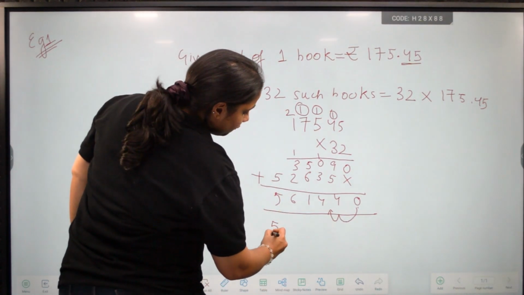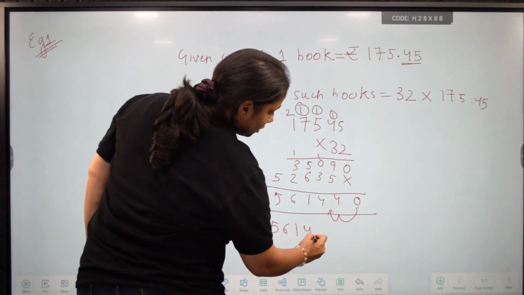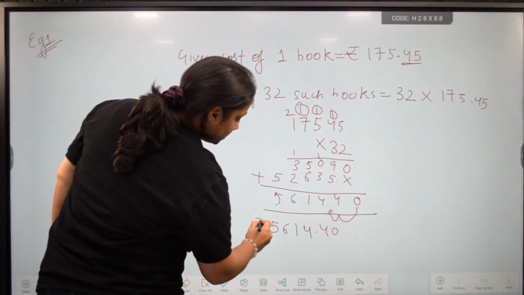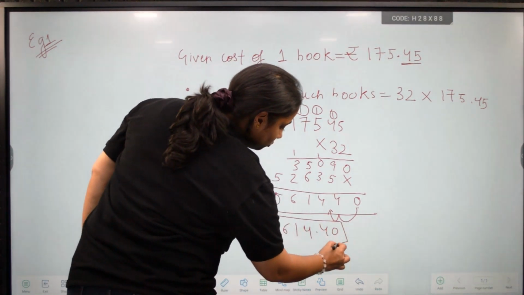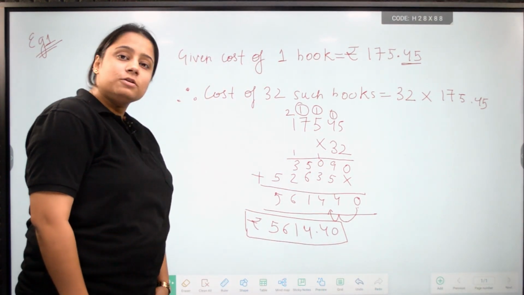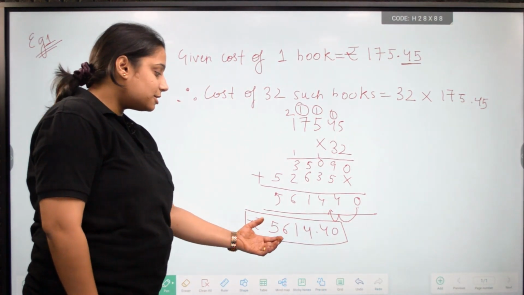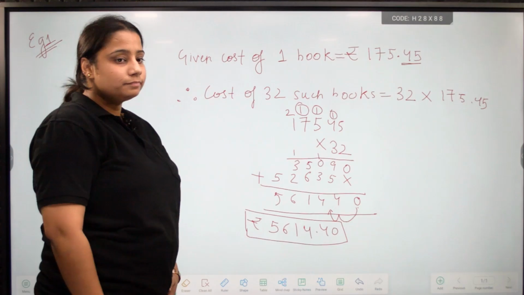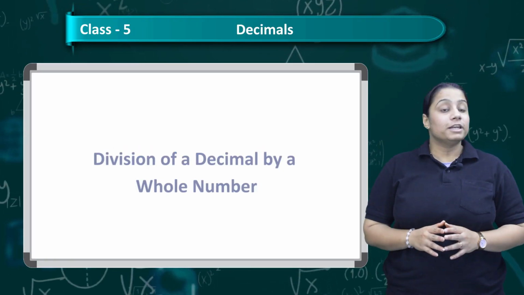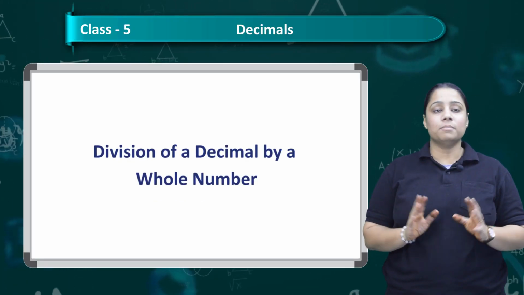So we got 5614.40 as the cost of 32 books. So the final cost of the 32 books is 5614.40.